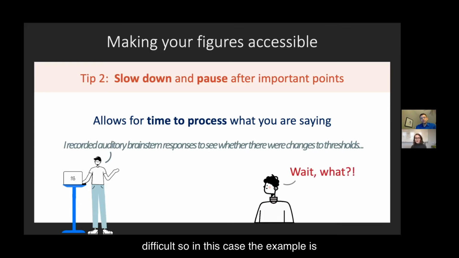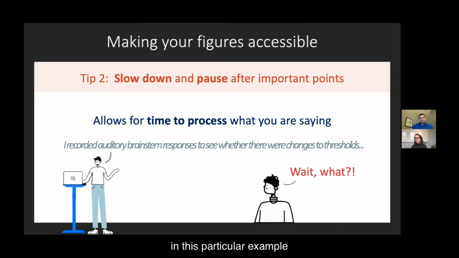This is really difficult. So in this case, the example is, I recorded auditory brainstem responses to see whether there are changes to thresholds, next slide. And then the person is off to the next thing. And then your audience is still trying to process what they said before. So really try to slow down and pause after important points.